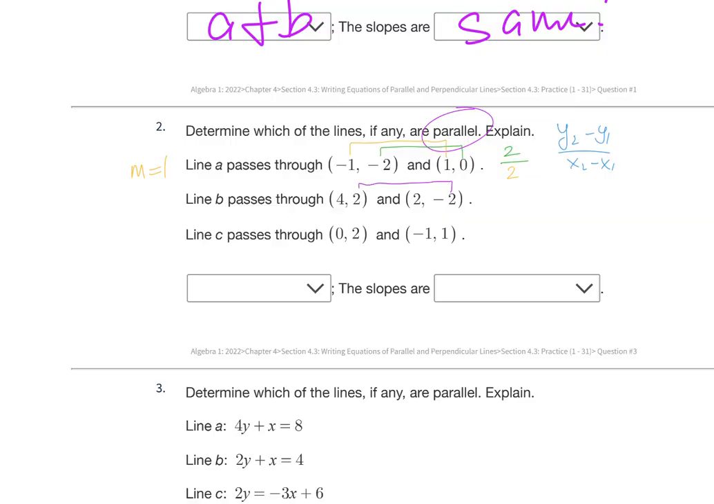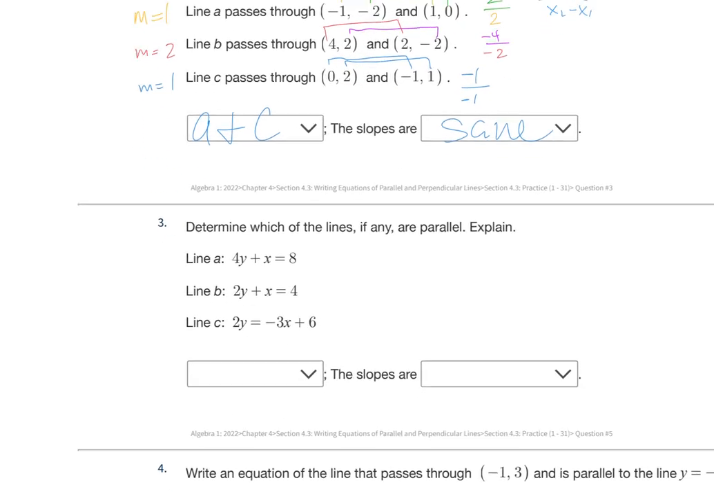-2 minus 2, that's -4. 2 minus 4, that's -2. Well, -4 over -2, that is 2. And then this last one, 1 minus 2, that's -1. -1 minus 0, that's -1. So this is 1. So it would appear that it's A and C because the slopes are the same.